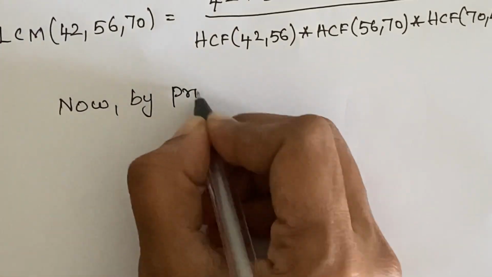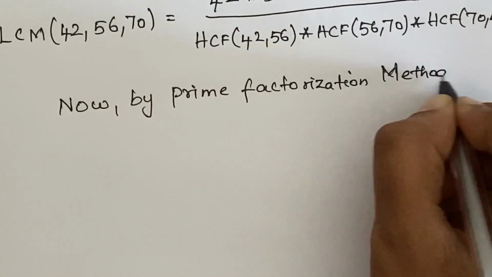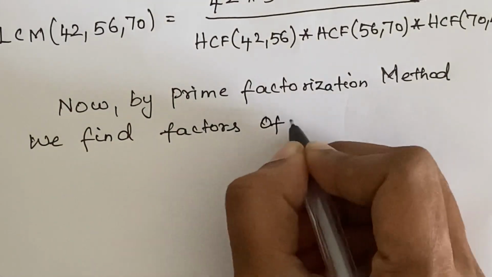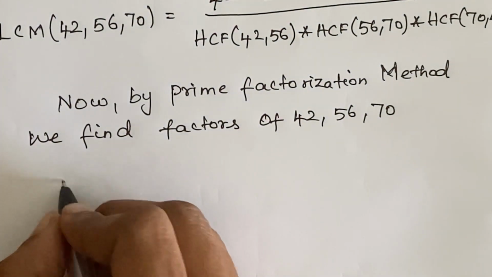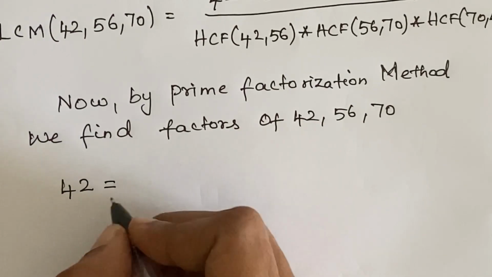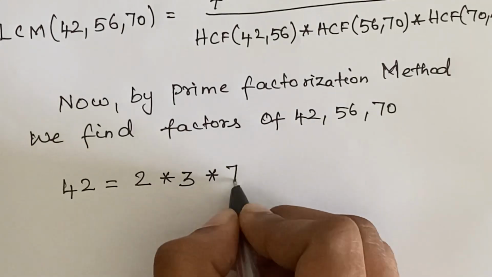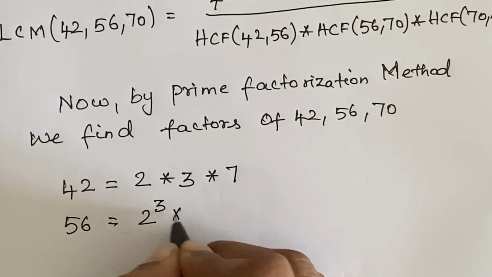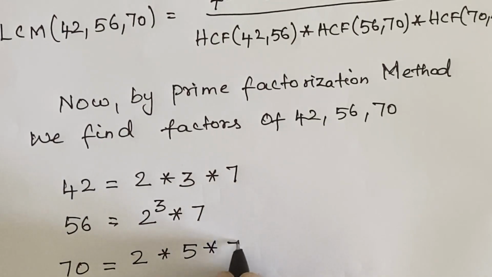Now, by the prime factorization method, we find factors of 42, 56 and 70. Let's write the prime factors of these numbers in exponent form. So 42 is 2 times 3 times 7. 56 is 2 cube times 7. Similarly, 70 is 2 times 5 times 7.